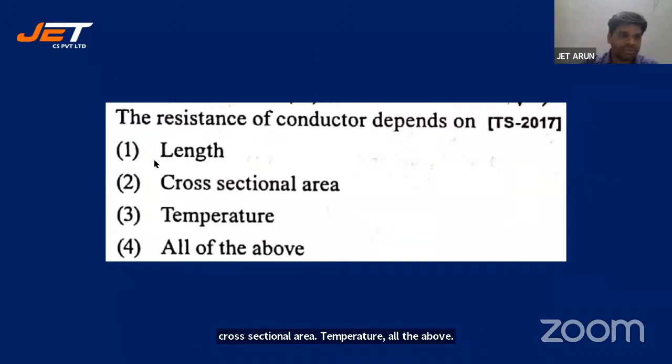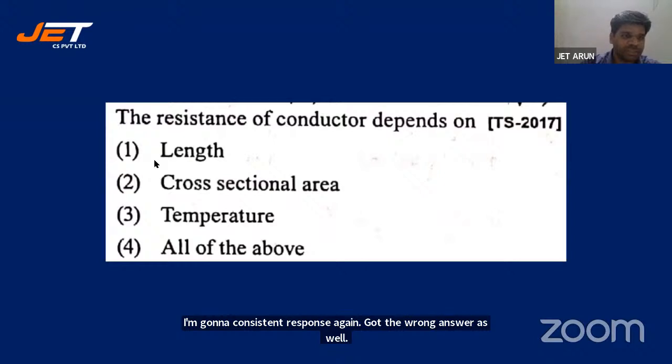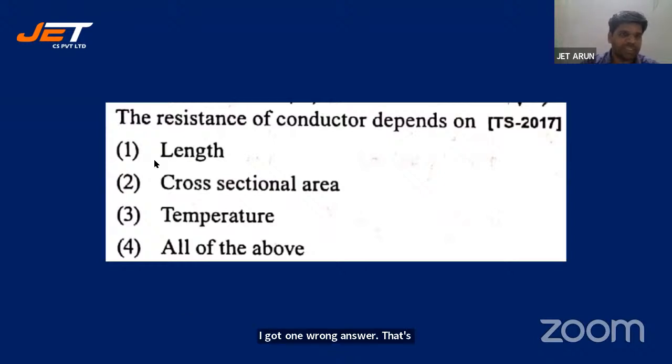Okay, I'm getting consistent response again. I got a wrong answer as well. I got one wrong answer. That's okay. You can correct yourself. I'll release the key. One ani chepparu, one tappu, students. You have all the above also as an option. So be careful. It depends on length, cross-section area and temperature. So the right option is all the above.